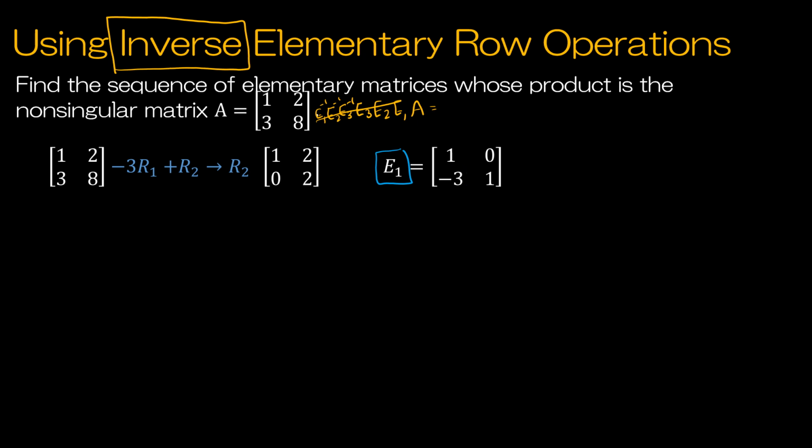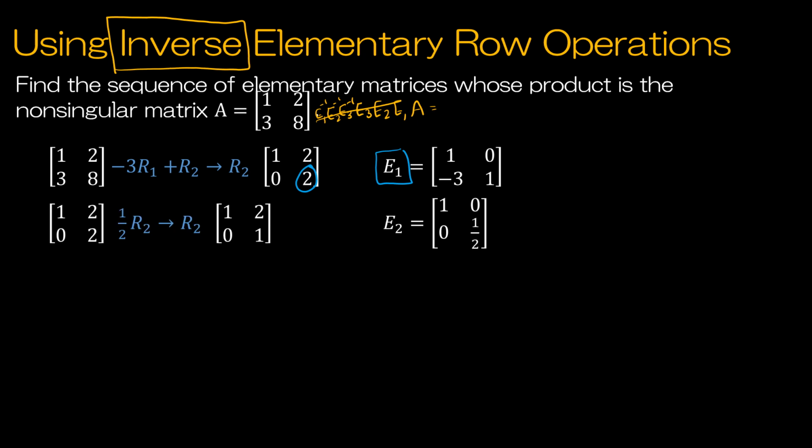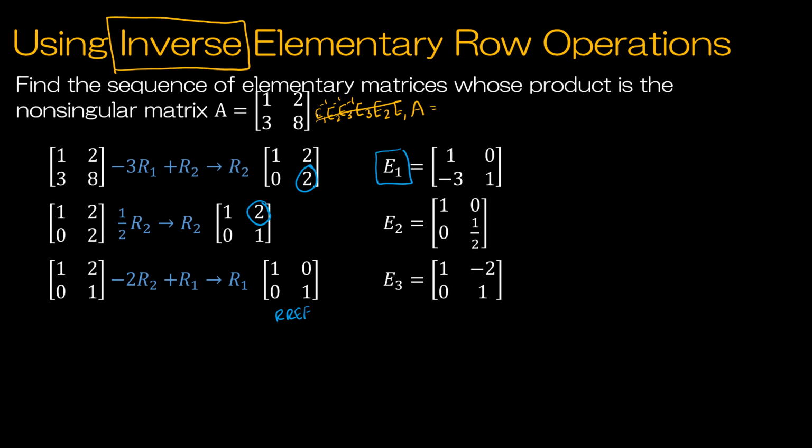And then I'll continue. I need this to be a 1, so I'm going to take 1/2 of row 2. And as an elementary matrix, that looks like 1, 0, 0, 1/2. And then I need the 2 to be a 0, so that looks like -2 row 2 plus row 1 to be my new row 1. And I end up at reduced row echelon form, which is what I wanted. So my last elementary matrix is 1, -2, 0, 1.